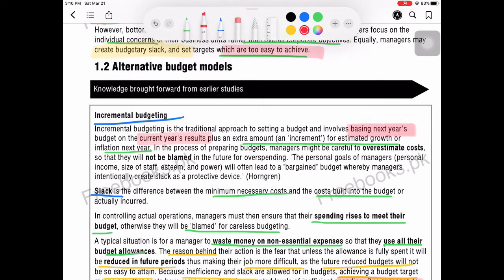The personal goals of the managers, personal income, size of staff, esteem and power will often lead to bargained budget, whereby managers intentionally create slack as a protective device. So that's what we have discussed. It's a protective device so that they don't have to give reasons for each and every cost element that is incremental.